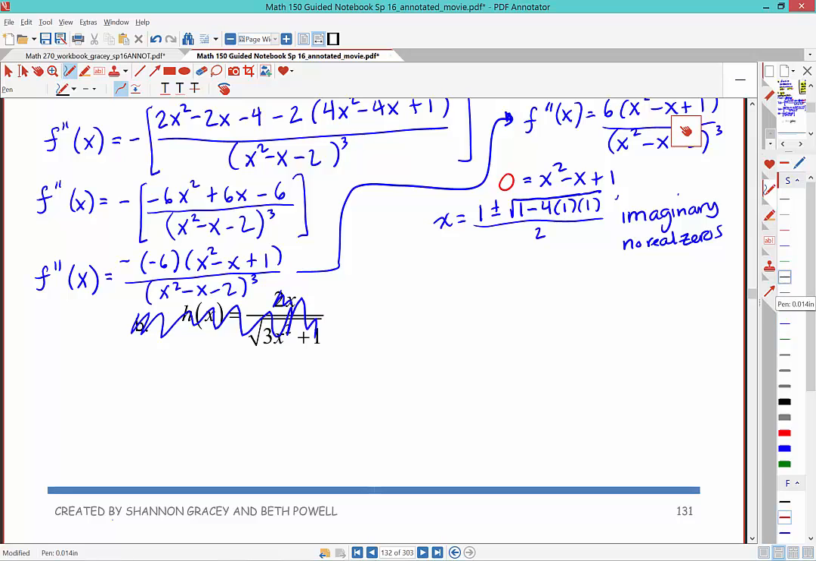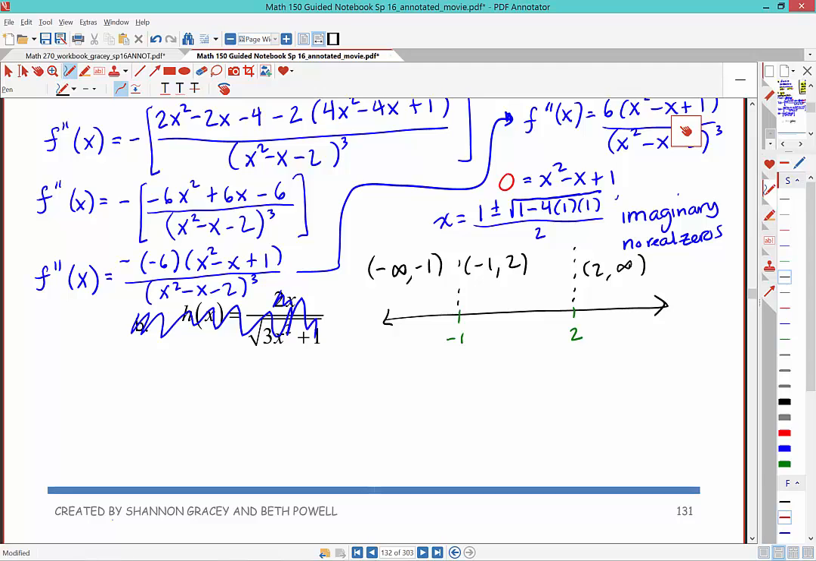Well, when we do our test for concavity, we'll just be, again, using the spots where we have the vertical asymptotes. So when x is -1 and when x is 2. So from minus infinity to -1, -1 to 2, and 2 to infinity. And testing that in the second derivative, we can test -2, 0, and 3.